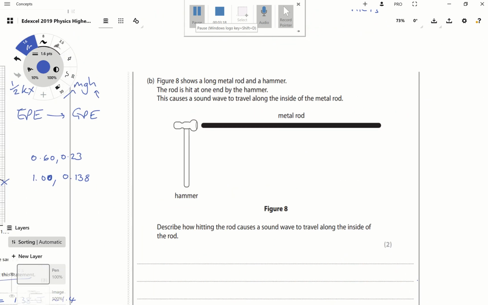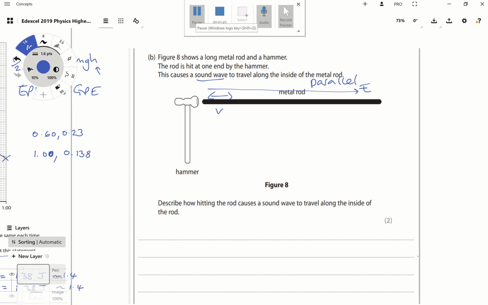We've now got a hammer and a rod. We're going to cause a sound wave to travel along it. So what do we know about that? Energy is going to go that way, and the vibration, so that's the vibration V, is going to be parallel to it. How does it occur? Because it's a sound wave. Well, the particles will vibrate. Their vibration will be passed on to the neighbouring particles, and then that will propagate across the metal rod.